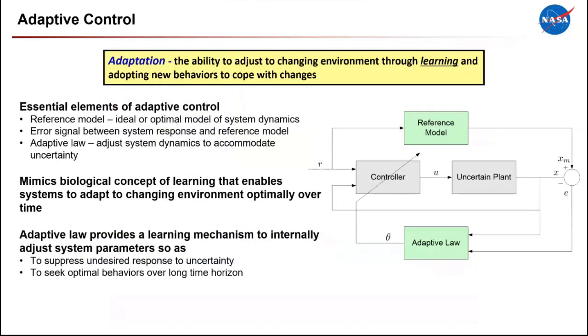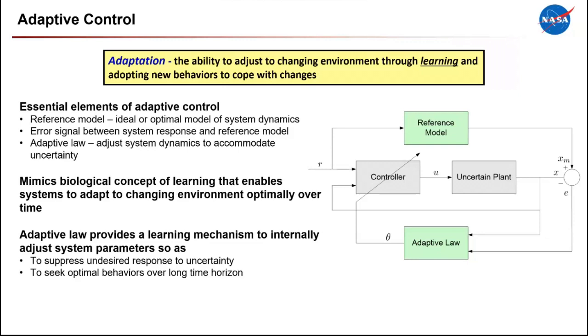So what is adaptive control, basically? The definition of adaptation is the ability to adjust to a changing environment through learning and adopting new behaviors to cope with changes. So the key words are learning and adopting.